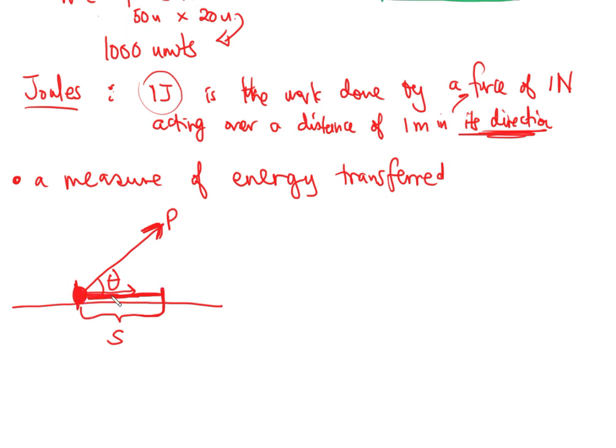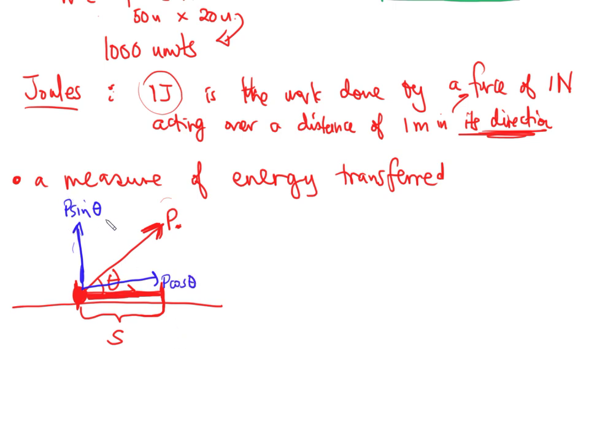So which force is working for it to move in that horizontal direction? It is not P. It is a component of P. Let's break down P into two components: a vertical component and a horizontal component. The vertical component of P is P sine theta, and the horizontal component is P cos theta, right?